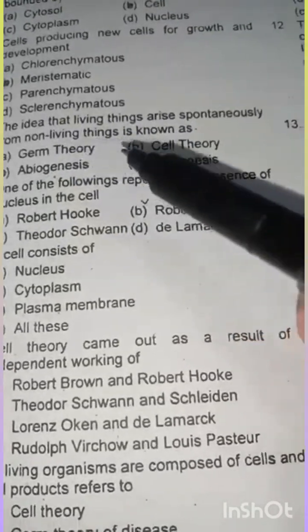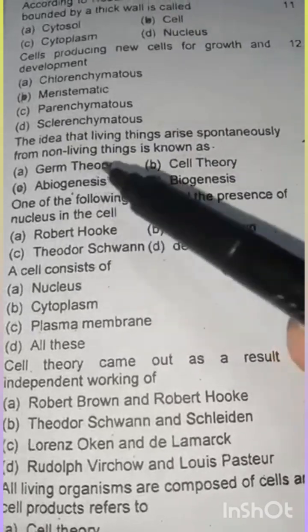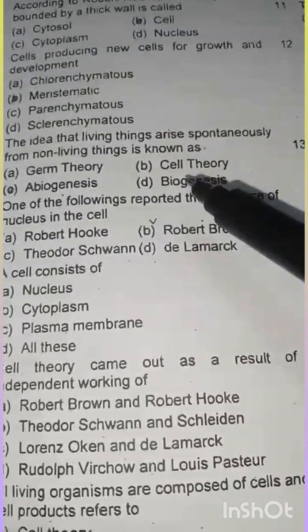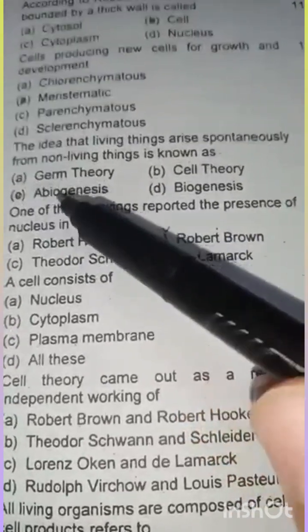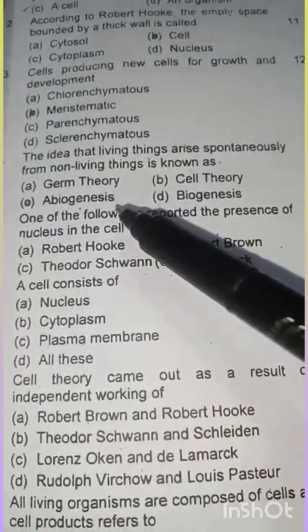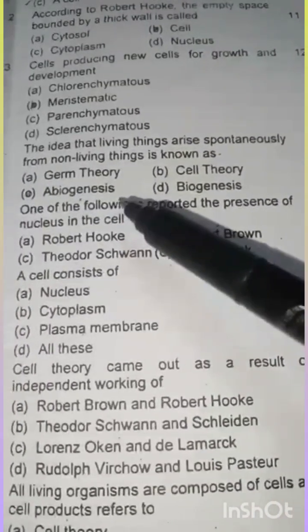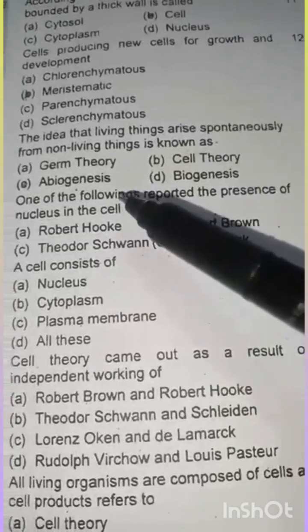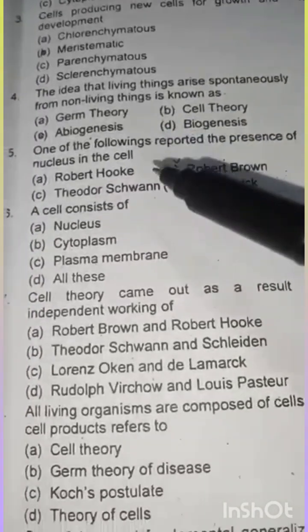The idea that living things arise spontaneously from non-living things is known as germ theory, cell theory, abiogenesis, or biogenesis. So the correct answer is C, abiogenesis. This is the idea that living organisms arise from non-living things, just like fish enclosed in vessels will change into insects.